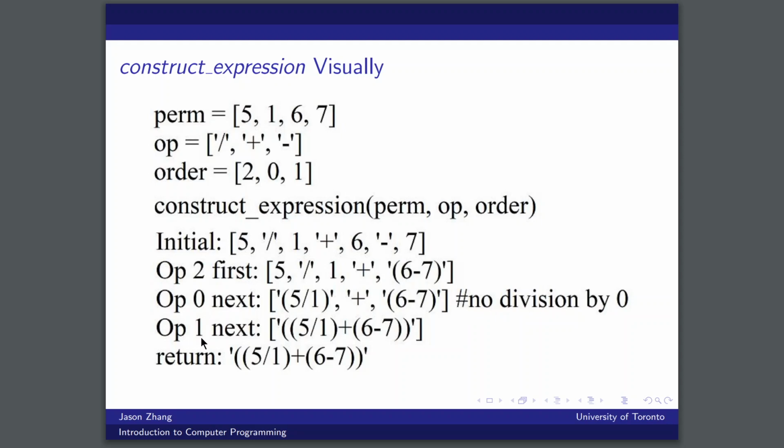For our next iteration, we want operation 1 to happen next. And so since there are only 3 elements left in this list, we combine all of them, and this is our final expression, and the function will know to return it.